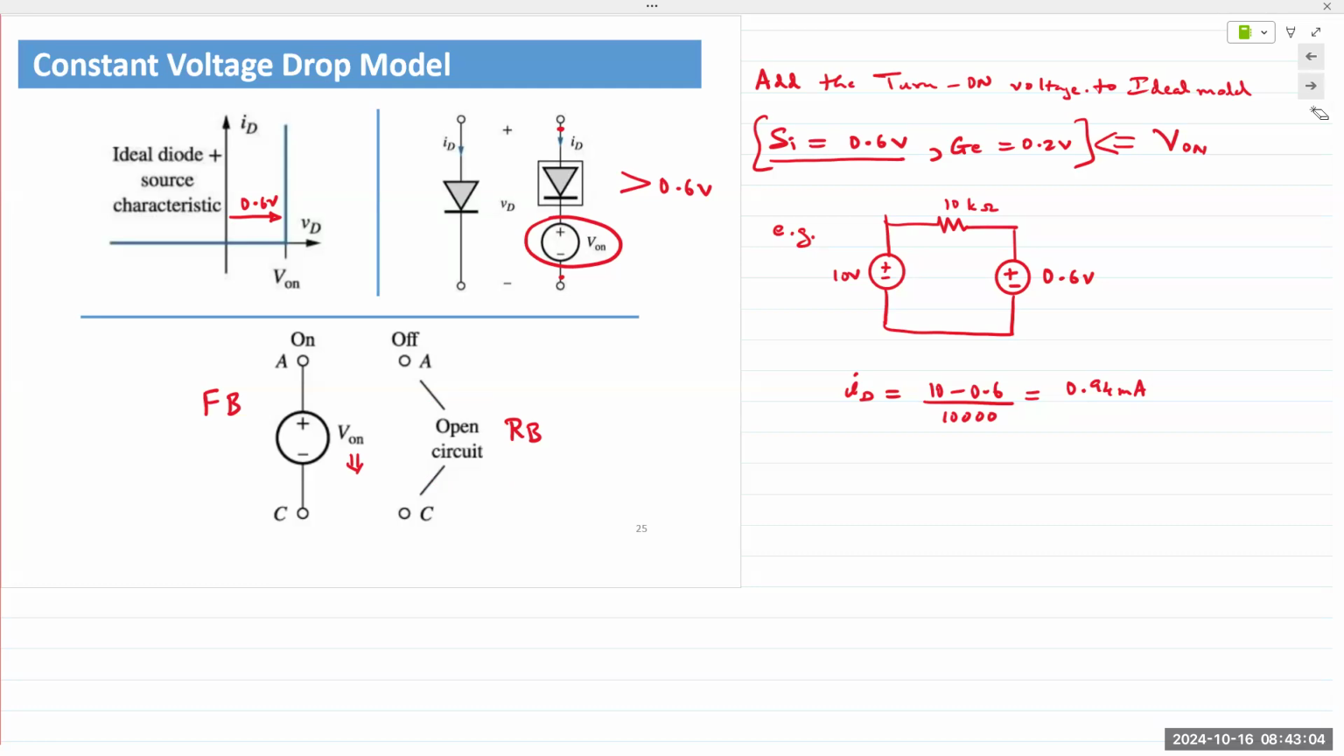So again, keep in mind the two states. If it's on, it's either a short circuit or 0.6 volts. If it's off, it's always an open circuit.